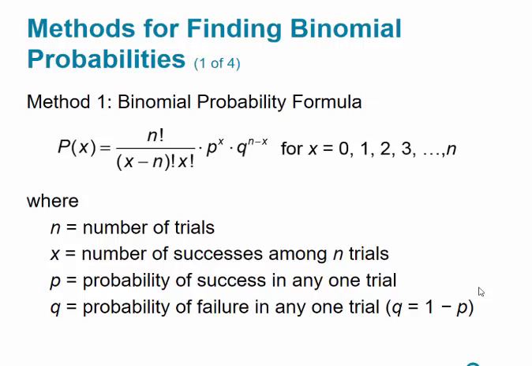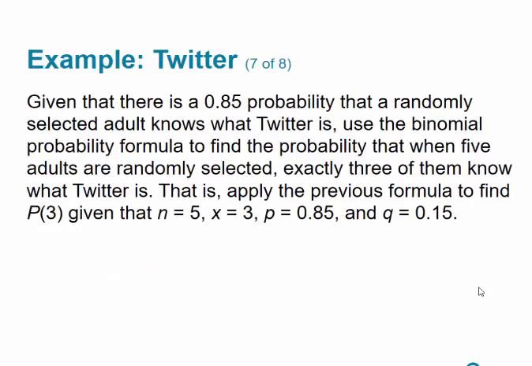So the binomial formula is the following. P of x is equal to n factorial divided by n minus x factorial times x factorial, times p raised to the x times q raised to the n minus x, for, in this case, x equal to 0 all the way through n. n is the number of trials, x is the number of successes, p is the probability of success, q is the probability of failure.